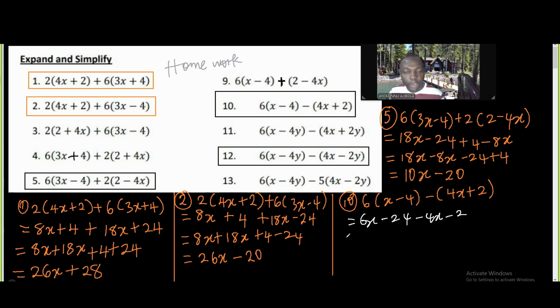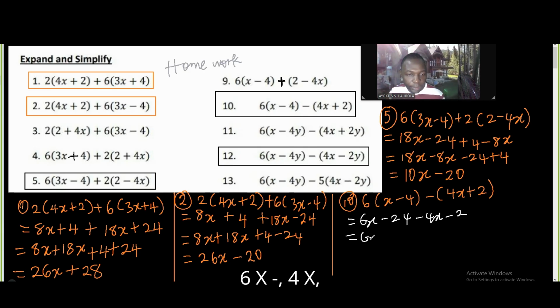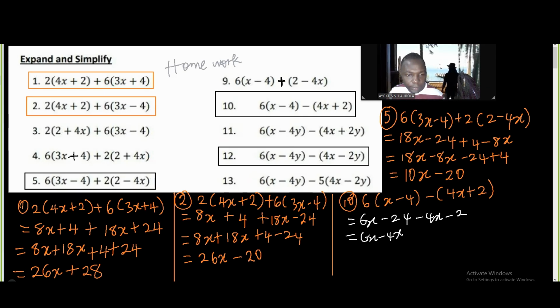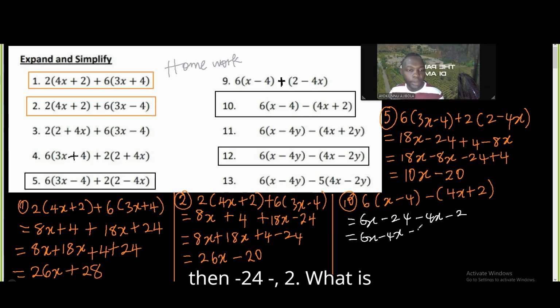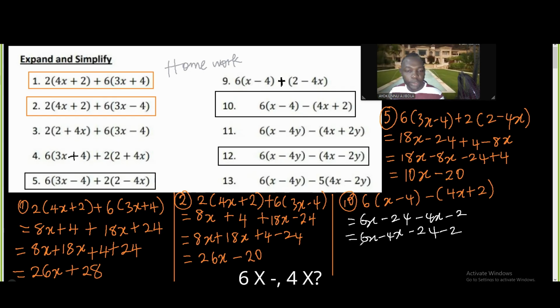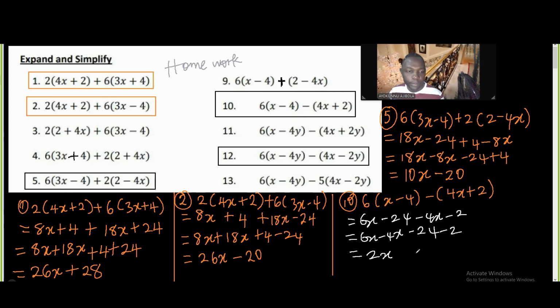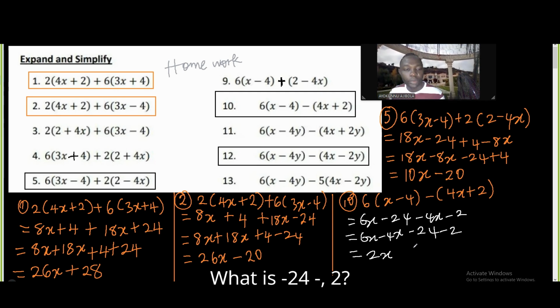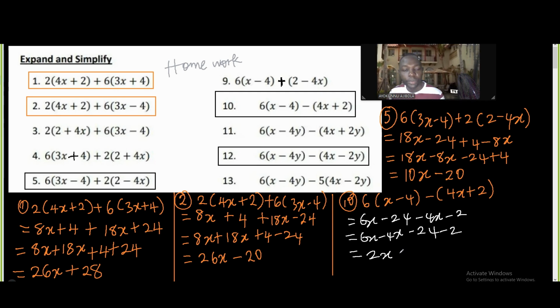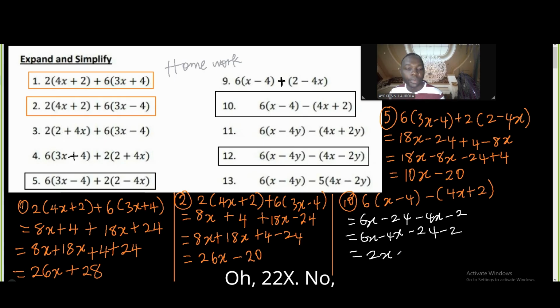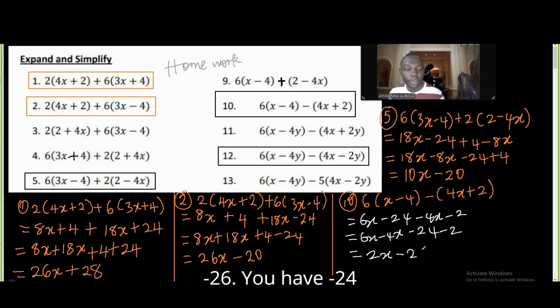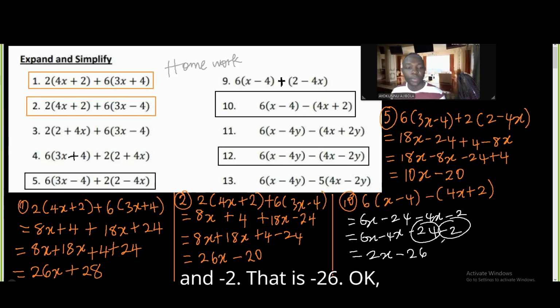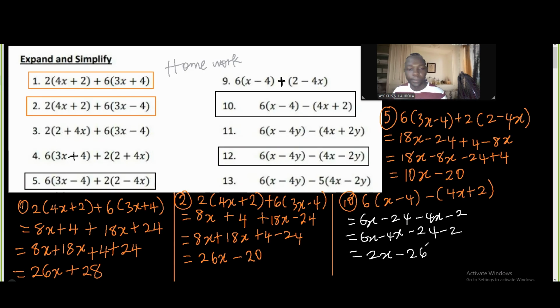Then we're going to have 6x minus 4x, then minus 24 minus 2. What is 6x minus 4x? That is 2x. What is minus 24 minus 2? Minus 26. You have negative 24 and negative 2. That is negative 26, okay?